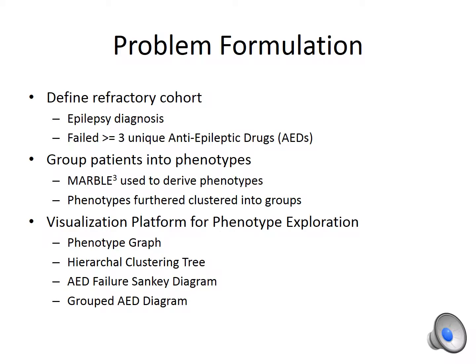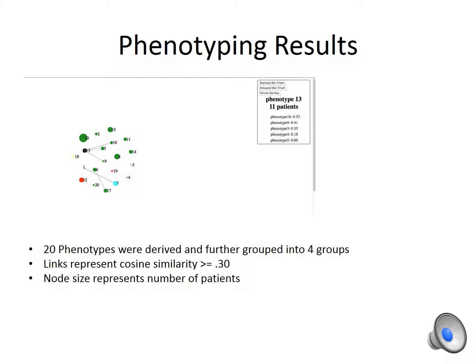The first 2 visualizations, the phenotype graph and hierarchical clustering tree, are used to inspect the results of the clustering algorithm, and the last 2, the AED failure Sankey diagram and grouped AED diagram, are used to further explore the AED progression of these patients.